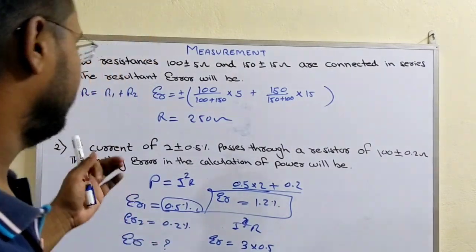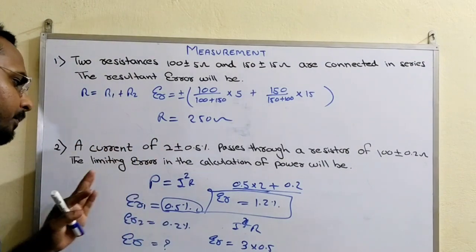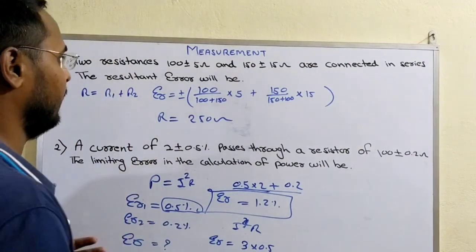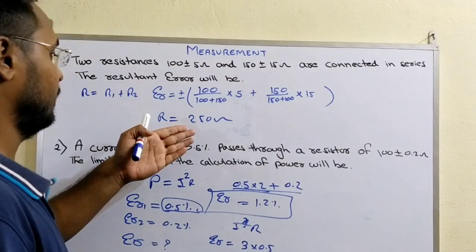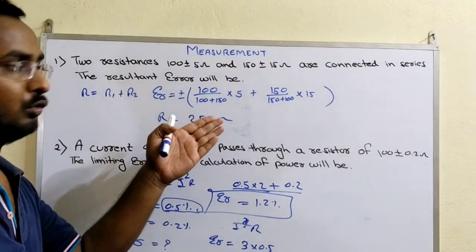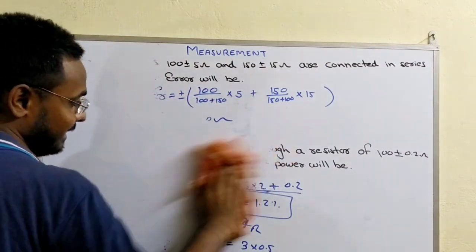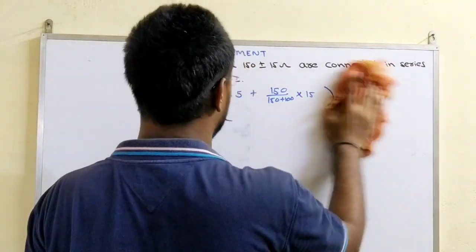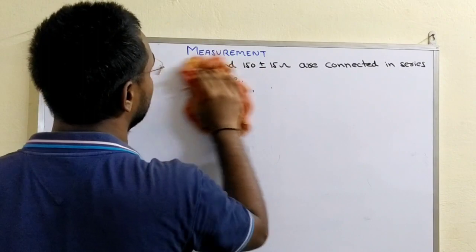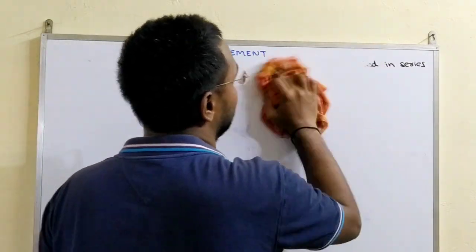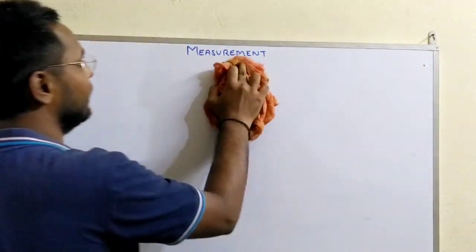Right? So this type of numerical is given in the examination, and both of these two numericals came in the engineering service examination, 2 marks each. Okay, limiting error is completed.